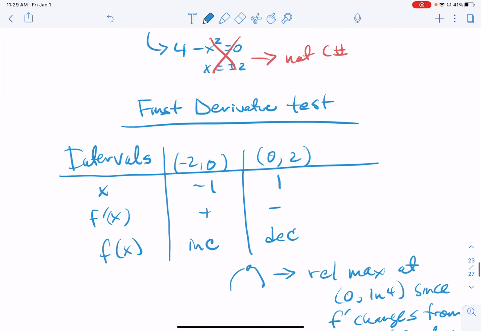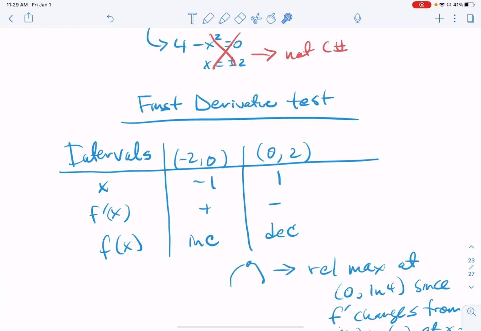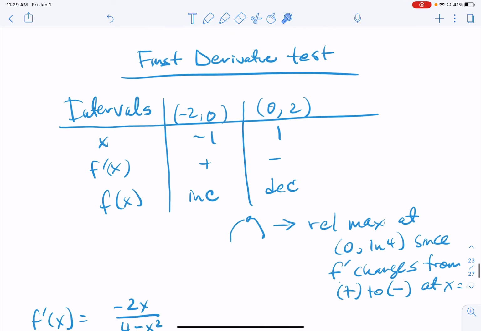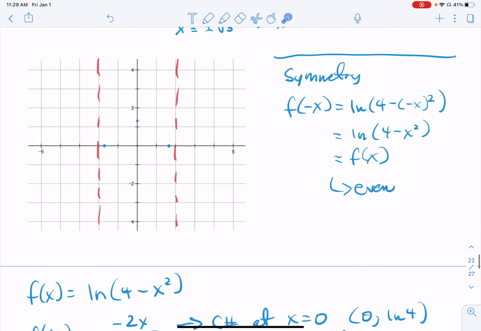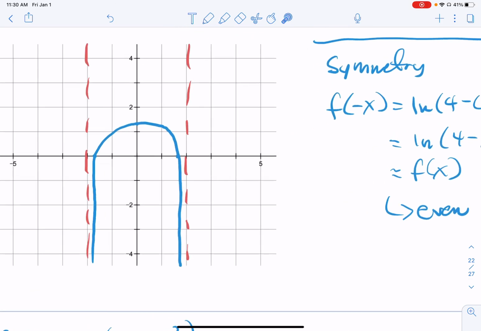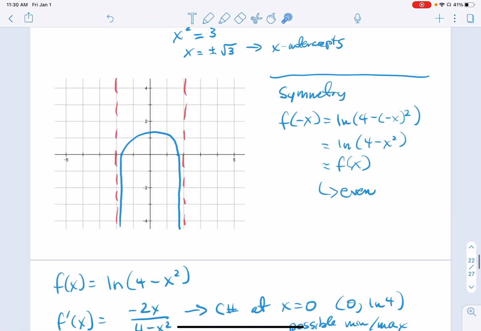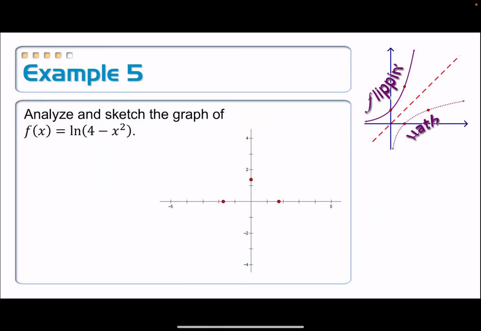All right, so I think that we have enough information to graph this thing, increasing from negative 2 to 0, decreasing from 0 to 2. We have a relative maximum right there at x equals 0, and it is always concave down. I think it's going to look sort of like, and it's symmetric. And look how perfectly symmetric mine is. All right, as we like to do, let's compare it to the one on the slideshow. All right, there's our points, there's our vertical asymptotes, and voila.